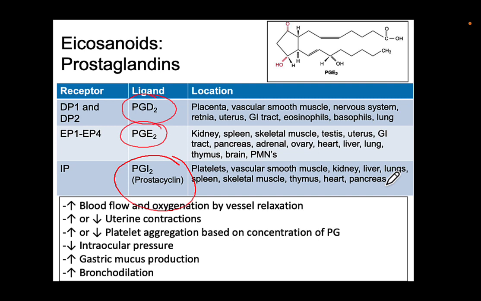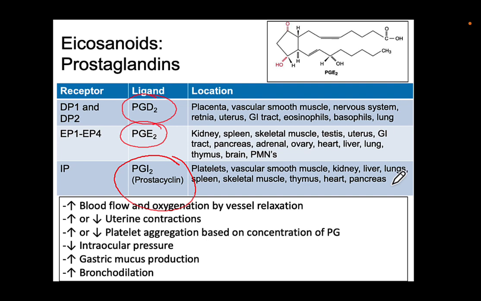In summary, the prostaglandins can promote increases in blood flow and oxygenation by vessel relaxation. They can have opposing actions on uterine contractions, increasing or decreasing them. Also, they can have opposing actions on platelet aggregation. This is in part based on the concentration of prostaglandin and the type that we find there in the vasculature, either increasing or decreasing platelet aggregation.